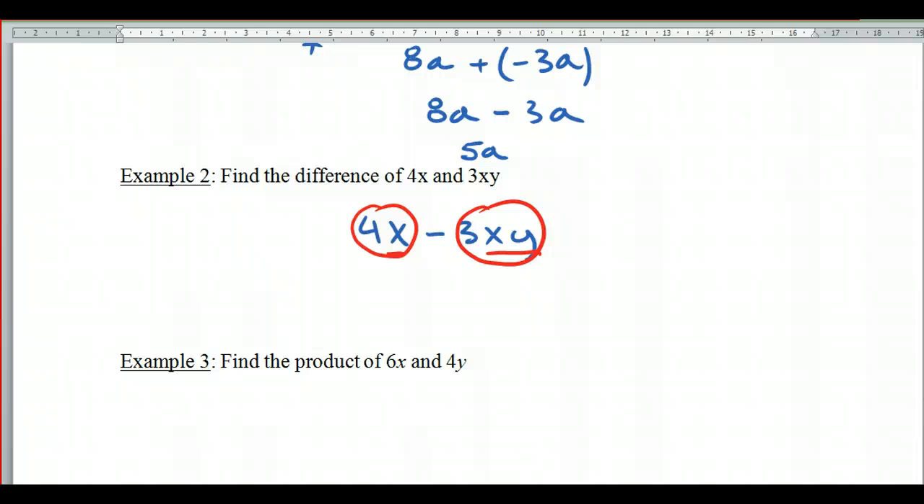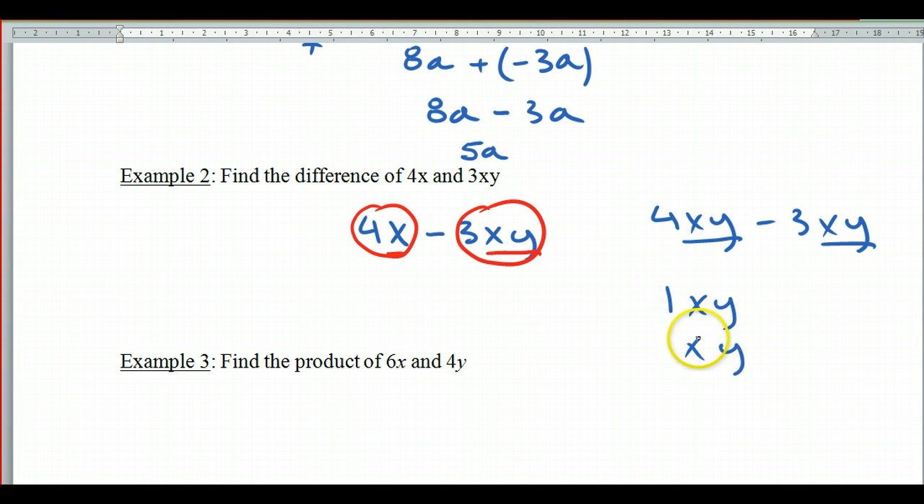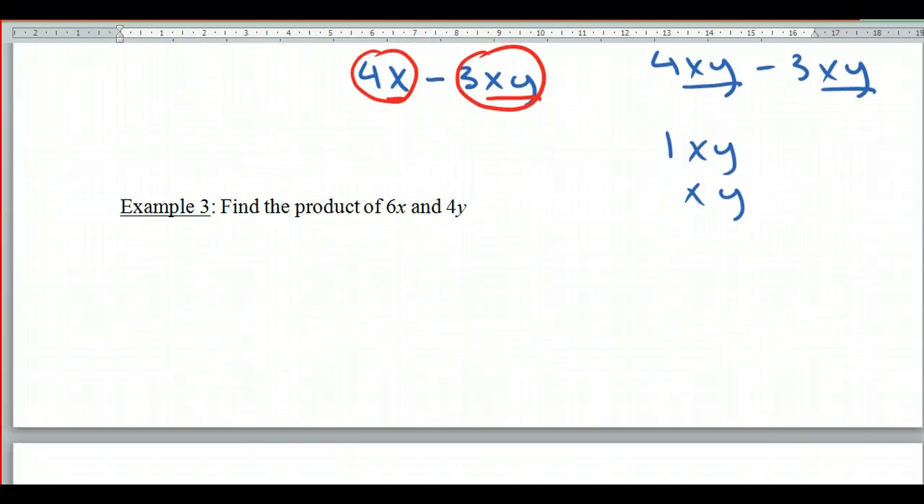However, if it was 4xy minus 3xy, well, now they're the same, and now you can do your apples and apples. So it would be 4 minus 3, it would be 1xy, or just xy. So keep that in mind. When we're multiplying, we can always multiply even if the variables do not match up.